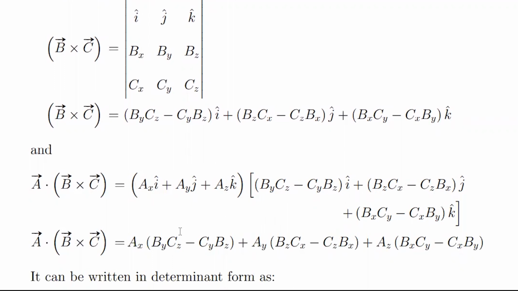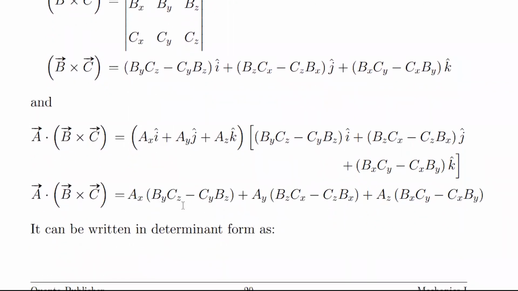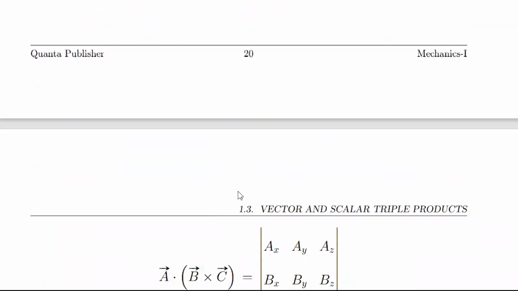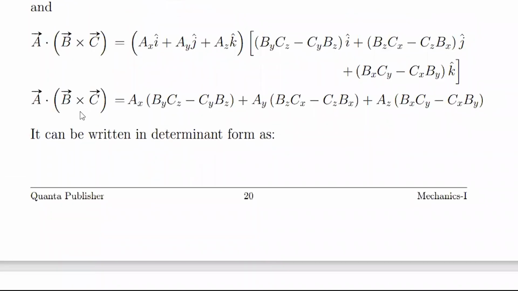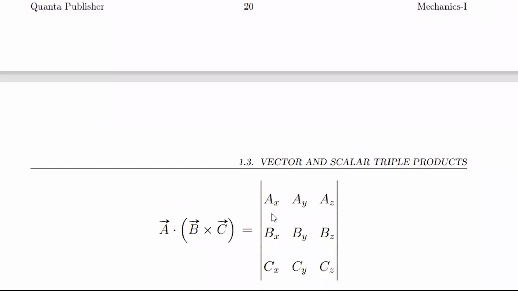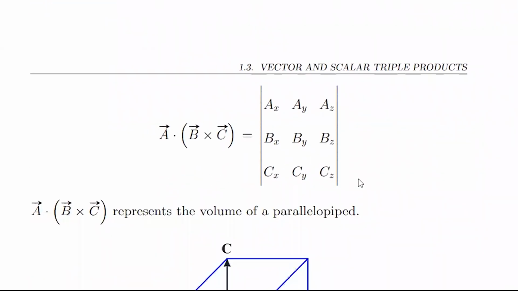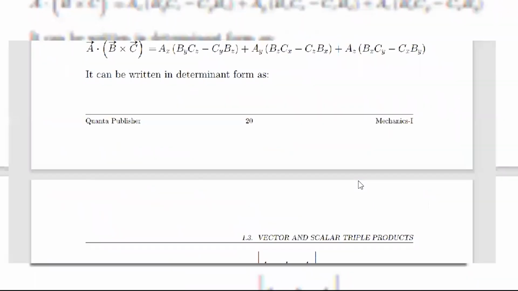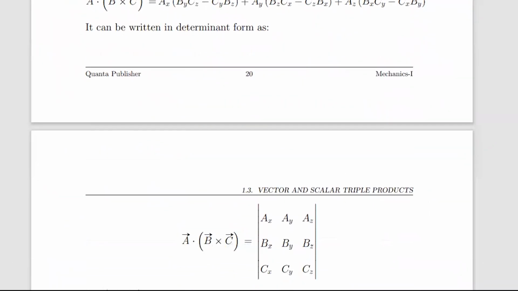i dot i will equal 1, j dot j will equal 1, and k dot k will equal 1. So these three terms are obtained in the result of the scalar triple product. This can also be obtained by a simple determinant method. We write Ax, Ay, Az, Bx, By, Bz, and we will get the same result as here. Both processes will give the same result.